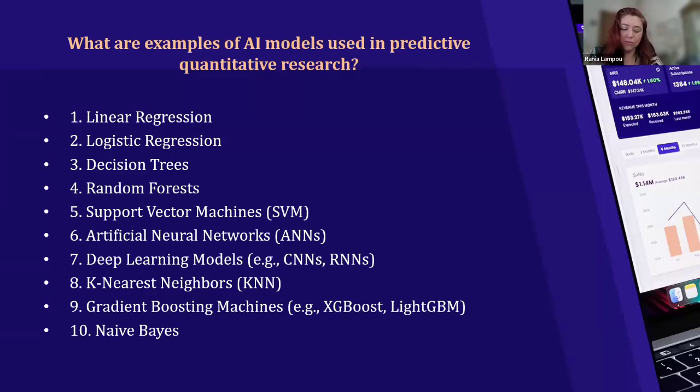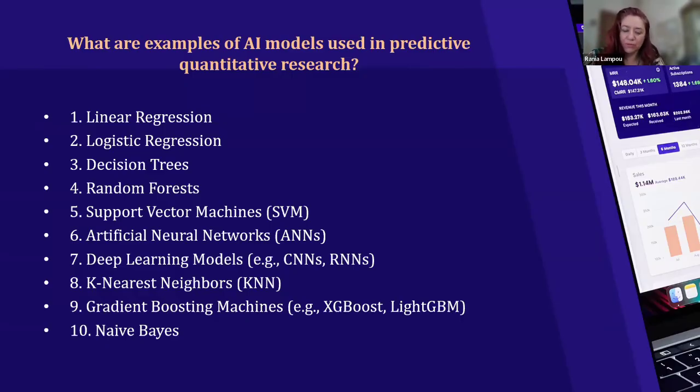Support vector machines. We can classify here data into categories with a clear margin. Example, we can classify emails as spam or not spam. Artificial neural networks, another AI model. We can model complex relationships in data, often used when relationships are nonlinear. For example, we can predict customer churn based on transaction behavior.